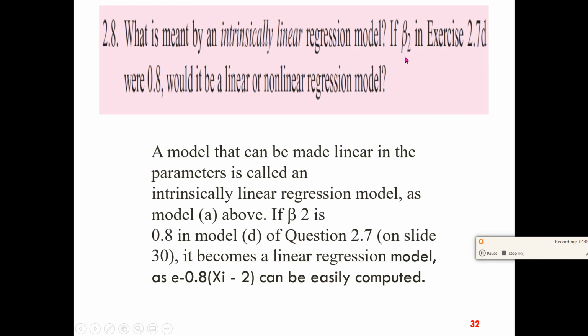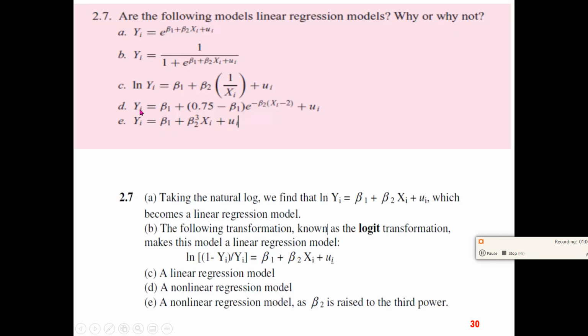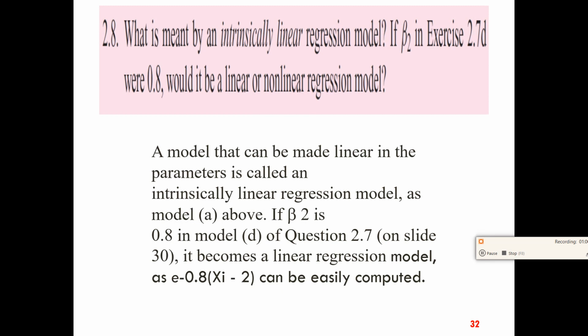The second part of the question is that if beta 2 in part D is 0.8, going back to part D, so this is part D. If beta 2 is 0.8, it's no longer in the power of the exponential function. And then again you can easily check that you can make it linear, because beta 2 will now be a number, a constant, so you can easily apply the log now. So this will become a linear regression model.